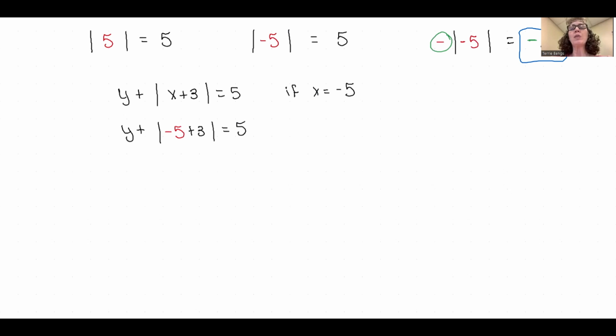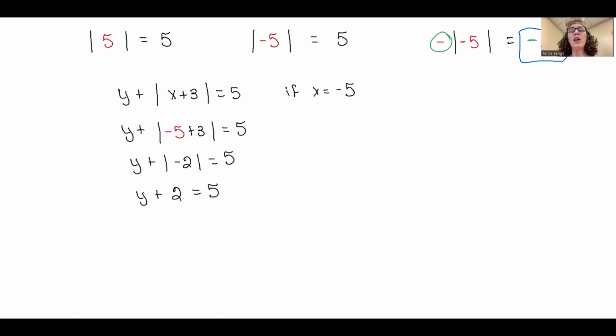So this will be y plus the absolute value. What's negative 5 plus 3? We know that is a negative 2. Keep our absolute value bars and bring down. Now we have nothing else around the absolute value, so we're going to say y plus, and what is the absolute value of a negative 2? It is going to be the positive, so we're going to bring down a positive 2 equals 5.